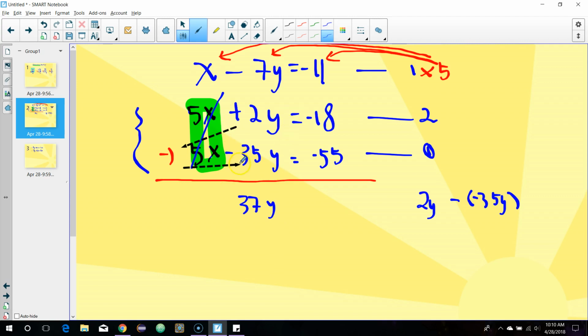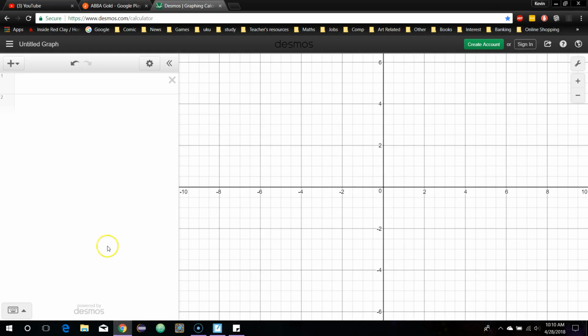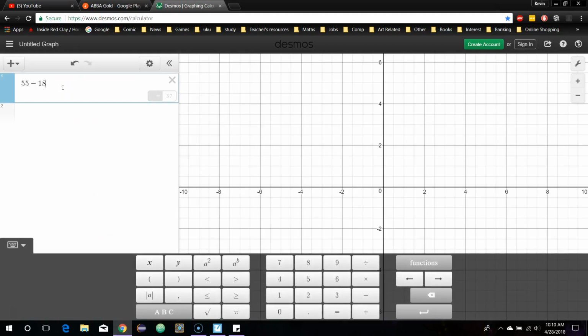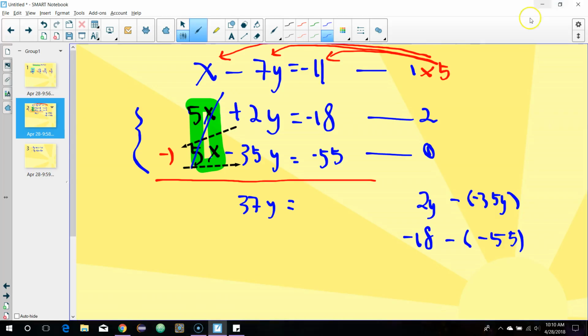So I'm still just doing things vertically. After that, again, negative 18 minus my negative 55. Now this is a little bit more difficult. It's basically 55 minus 18. 55 minus 18 is going to be, don't feel like doing it, lazy, 37. Okay, so it's really not too bad if you have a calculator in hand.